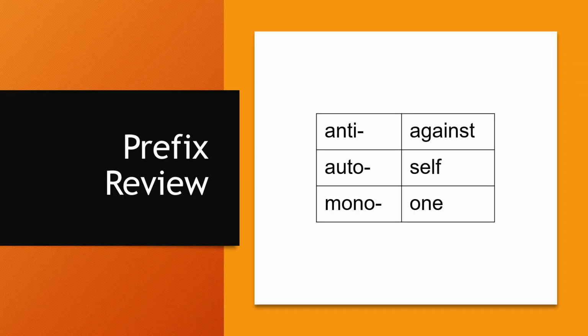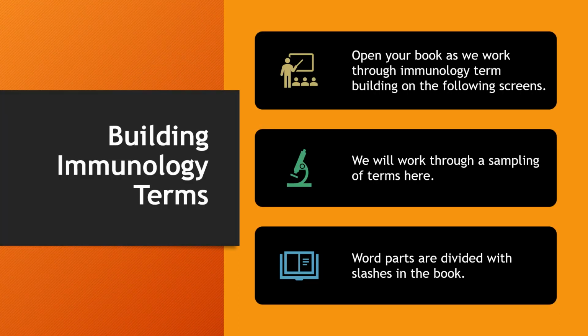And let's review some prefixes as well. Anti, against, auto, self, and mono, one. Okay, are you ready to build immunology terms? If you have the third edition, open your book to page 157 and start working through those terms. Pause here, and when you're done, come back and we'll work through a sampling of them together.